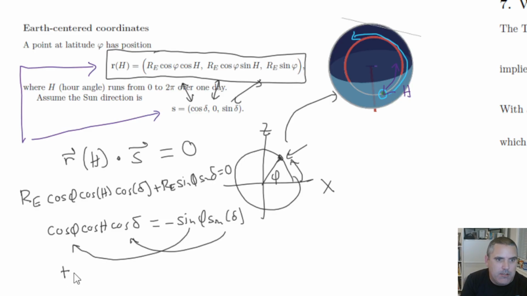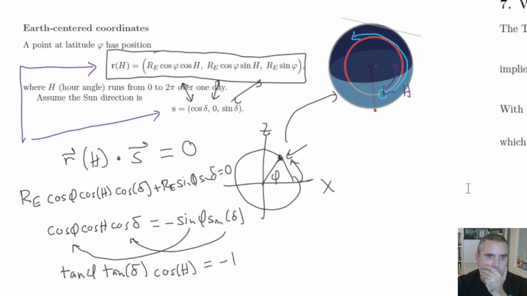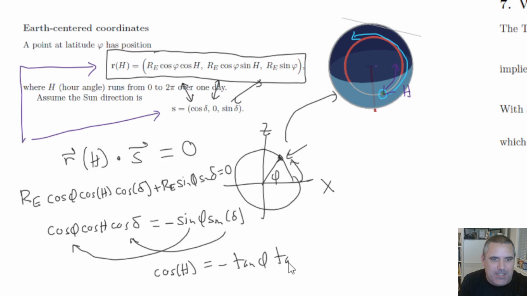So I get tangent of phi, tangent of delta, cosine of h equals -1. Oh no, I flipped it. That would be cotangent. That makes a lot more sense to me. Sine over cosine. I don't know why, for some reason it didn't look right to me. Okay, so this is what I wanted. Now I get it. This is our relationship.